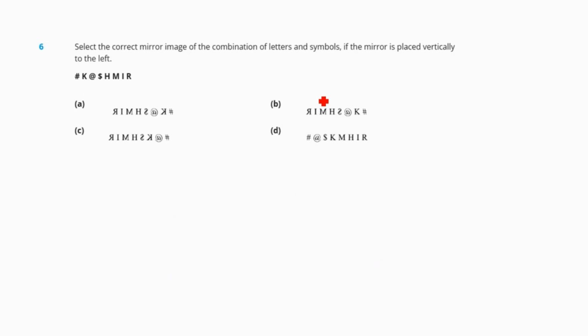Question number 6. Select the correct mirror image of the combination of letters and symbols if the mirror is placed vertically to the left. So that means the mirror is kept here. Correct. So if the mirror is kept here, the answer should be A. This should be the mirror image of the word that is depicted here.